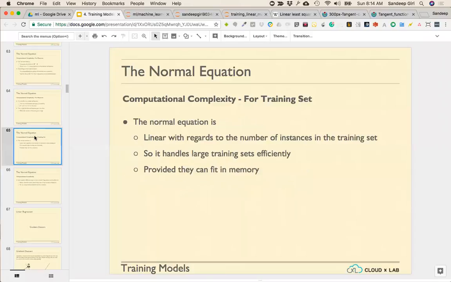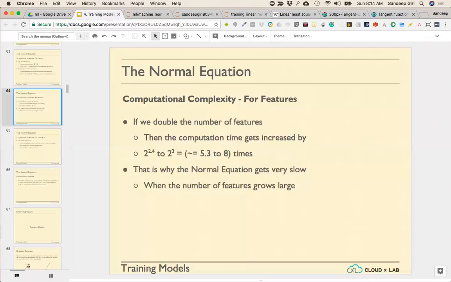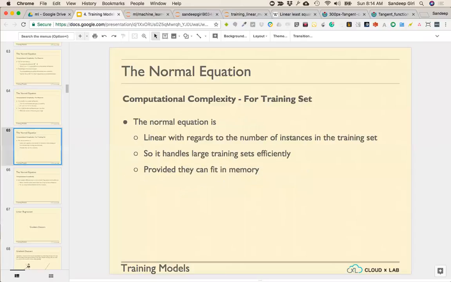Okay, so for the normal equation, it is not dependent on the number of input data instances. So it's linear with respect to the training set. No matter what m is, m being the total number of rows in capital X, it'll be able to handle that, provided they can fit in the memory and it's a linear equation.